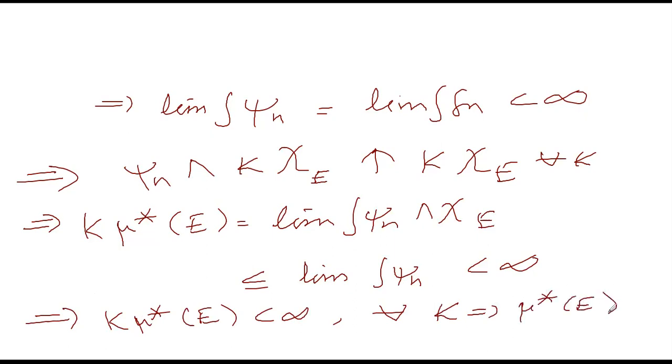Mu star of E must be equal to 0, because any multiple of this mu star of E is finite. So if k is approaching infinity and mu star of E is not 0, suppose it is some positive number, say 1, then k is finite for each k, which is not true. For each k, k is not finite. If we apply the limit over k, where k is a positive integer, this will not be less than infinity. The limit is not less than infinity in that case. So mu star of E cannot be equal to some positive number, otherwise this will not hold.